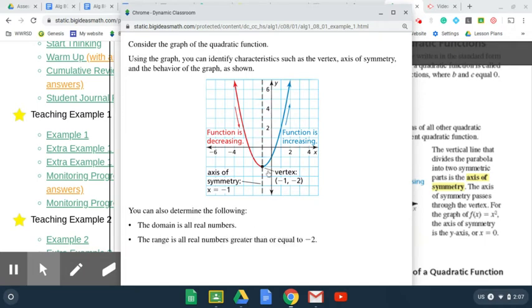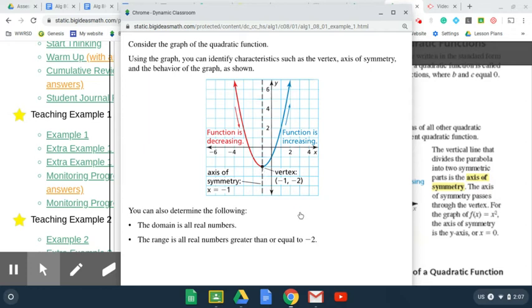So let's look at the y's on this graph. The vertex here is the lowest point on the graph. Every other point is above this vertex. The y of this point is -2. Therefore, our range is y is greater than or equal to -2.